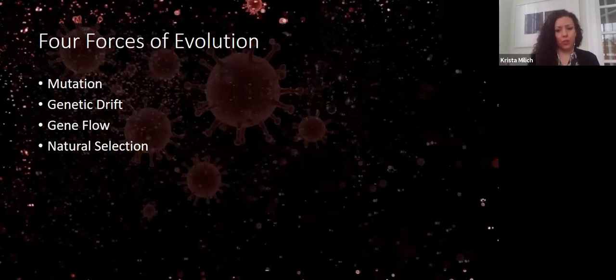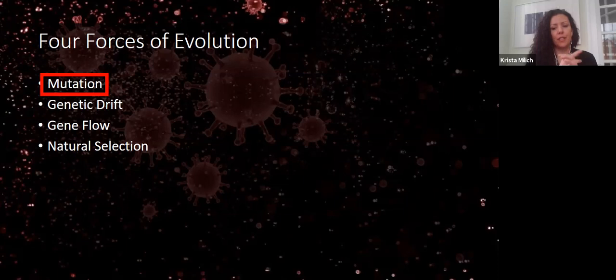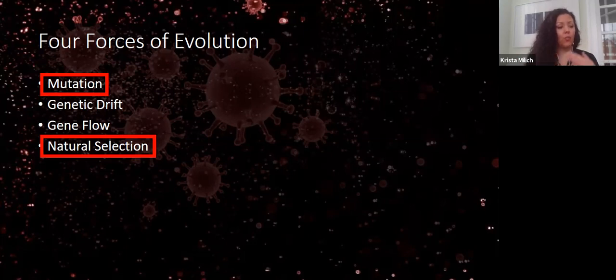Okay, so within evolution, there are 4 forces of evolution that we realize lead to these changes in allele frequencies. That includes mutation, genetic drift, gene flow, and natural selection. Some of you will be very familiar with this, but again, I want to make sure that we are all on the same page here. So for today's lecture, we're really interested in 2 of these forces of evolution, mutation and natural selection. So I'm going to talk specifically about mutation and natural selection, and then we'll start wrapping them into our understanding of the different mutations and variants of SARS-CoV-2.